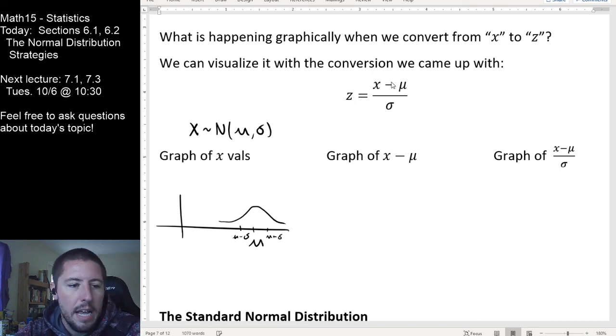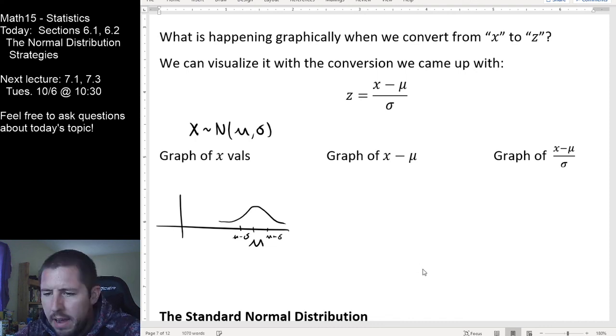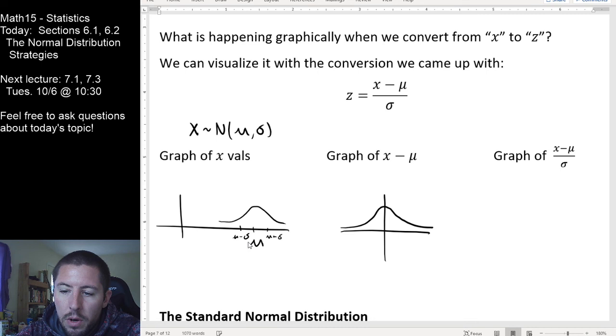So since I am 1 inch above average, x minus mu for me should be 1, because I am 1 inch above average, right? I think actually I'm 2 inches above average, whatever. The point is that now we've shifted this graph by subtracting mu. So if we subtract mu from all these x values, we've really just moved it over.